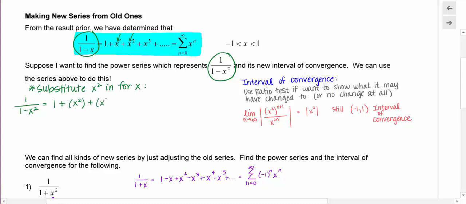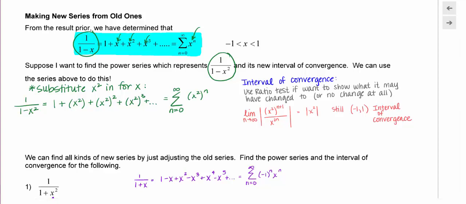Plus the quantity x squared squared. Do it again, plus the quantity x squared cubed plus dot, dot, dot. Now here's the really neat part. Go to your summation. You don't have to reinvent the wheel and figure out this pattern on your own. You're again substituting in x squared for x. So this is x squared to the n.